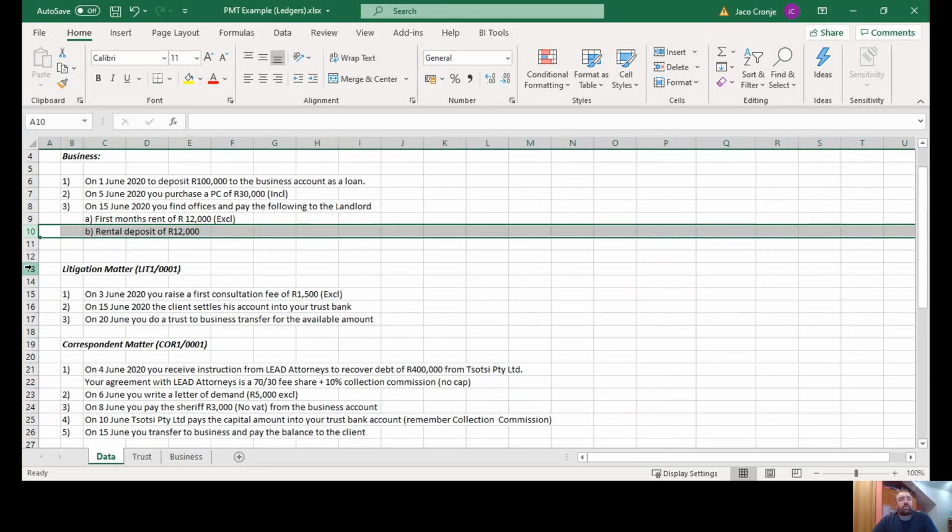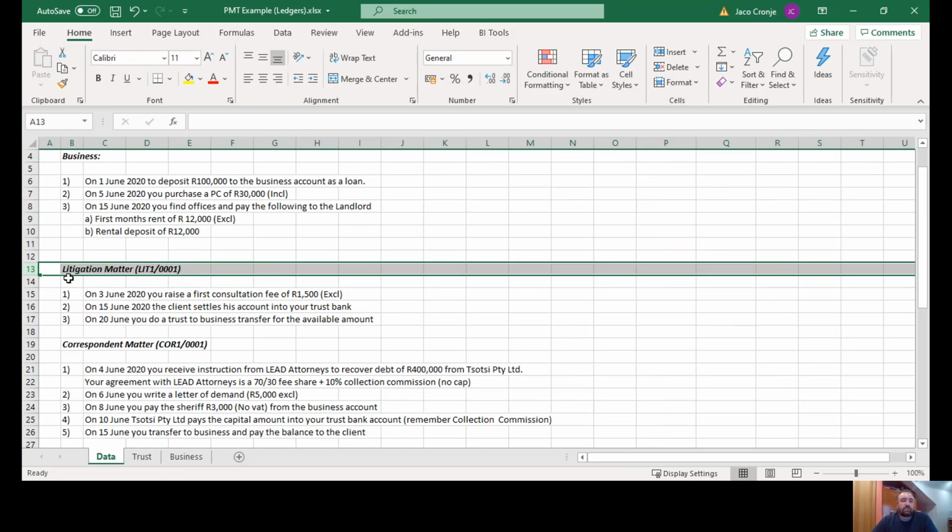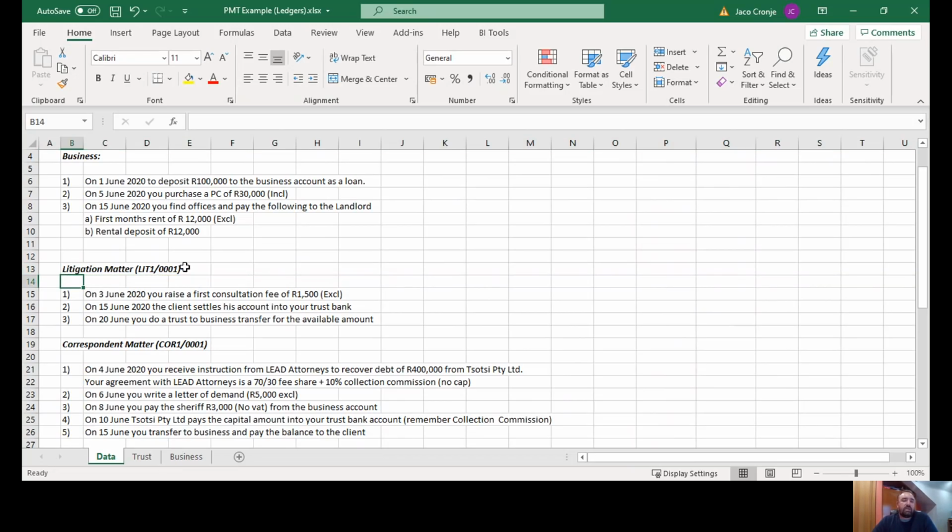Okay, then let's move on to our first matter type transaction. So here we've got a litigation matter, and we'll call it LIT 11. So it says on the 3rd of June, you raise a first consultation fee of 1,500 Rand excluding VAT. So let's first ask ourselves, does this relate to trust or business? And the answer is this relates to business. Fees are always raised on the business side. You can never raise a fee in your trust accounting records.